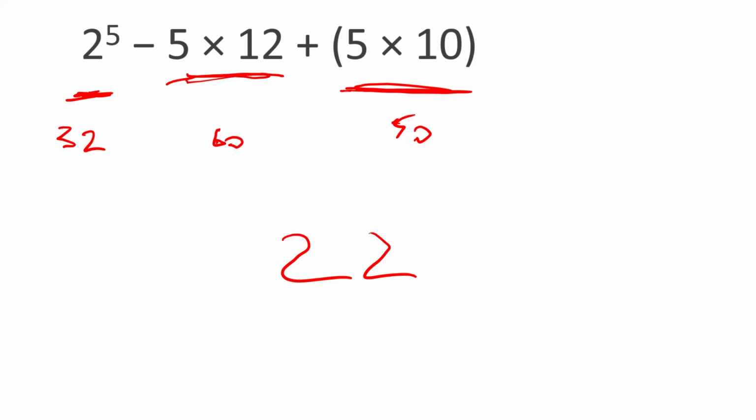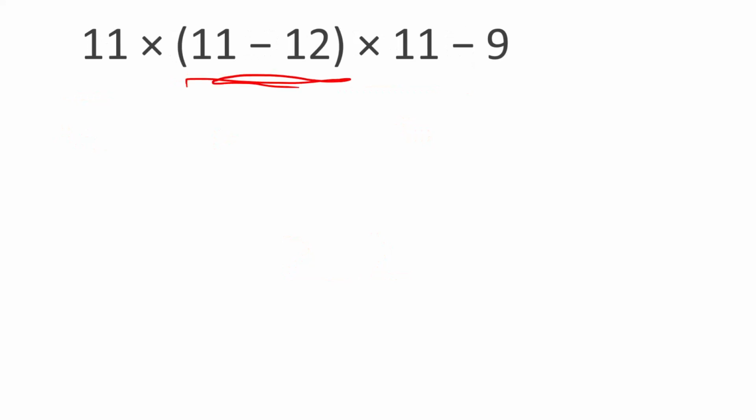And personally, the way my brain works anyway, I think that's easier than doing 32 minus 60, because that will put us down at negative 28. And then from our negative 28, we add 50. Yeah, sure, that'll put us back to 22. The answer is the same. But I think it's easier to go 32 plus 50, 82, minus 60, 22.